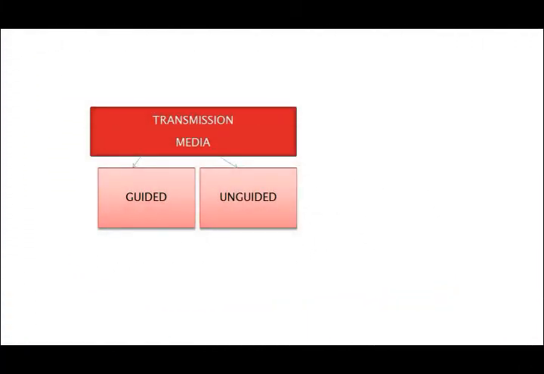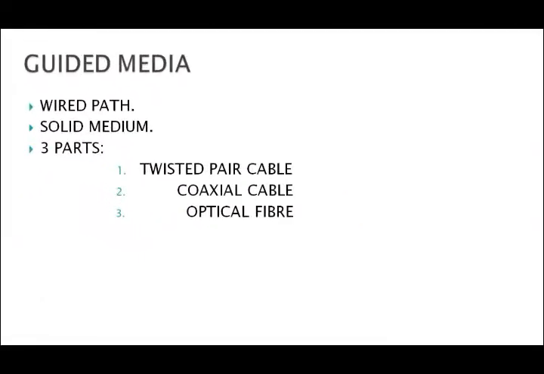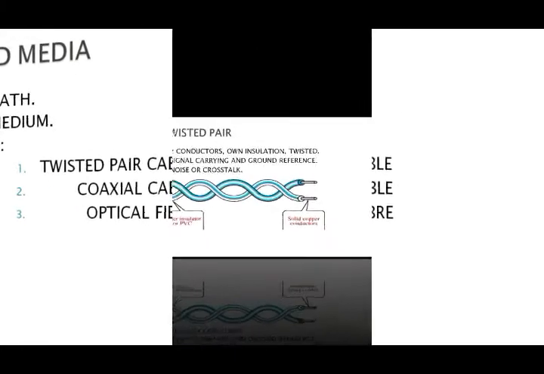Transmission media is a physical path between transmitter and a receiver. Basically, transmission media is divided into two parts, guided and unguided. Guided media has a wired path to transmit data. Waves are guided along solid medium. Guided media has three paths: twisted pair cable, coaxial cable, and optical fiber.